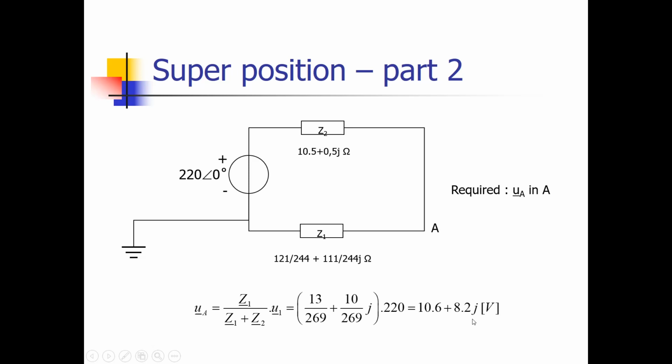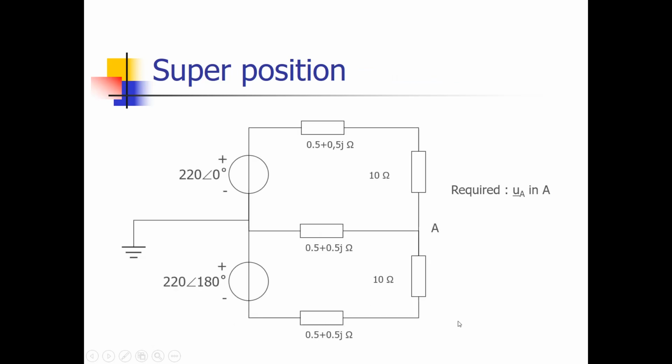And now we can look at the total voltage on point number 1, which is the solution of part number 1 and the solution of part number 2. So it's 2 times this voltage, the real part, and 2 times that voltage, imaginary part, which brings us the following. The end solution as UA is the summation of both parts, which is 21.2 volt plus 16.4 times J volt, which has a real part and imaginary part, as we can see over here.